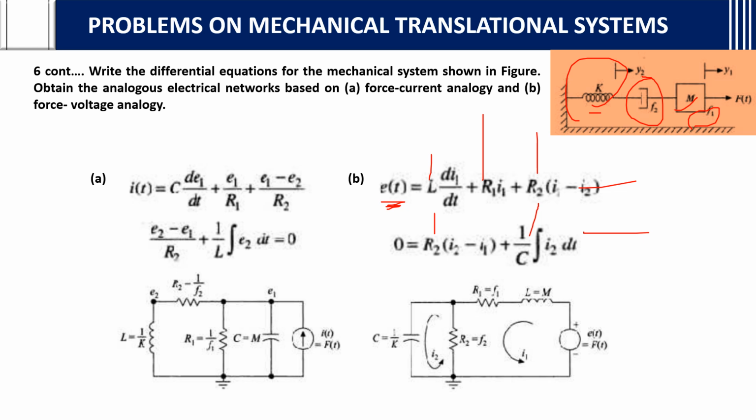The force voltage analogy needs to be drawn in this way only, and the force current analogy needs to be drawn in this way only. In the force current analogy, current will be in parallel with the resistances, and if anything is in the middle it will be connected in series. But in the force voltage analogy, the voltage will be connected in series with all the elements, but if anything is present between any two, that will be connected in parallel. Keep that in mind.